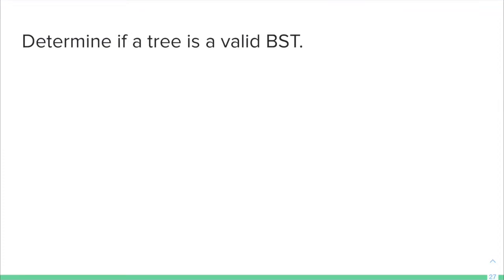Our next question asks us to determine if a tree is a valid binary search tree. And so for this question, we have to think about what a binary search tree is. And so there are 2 properties we need to evaluate. 1, that this tree is binary, and 2, that this tree is a binary search tree.